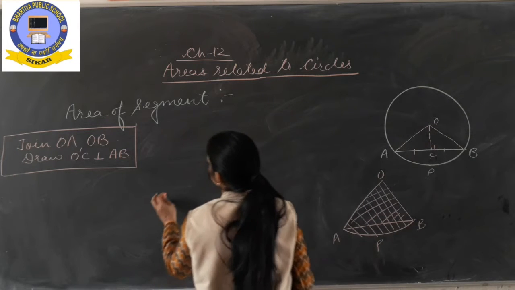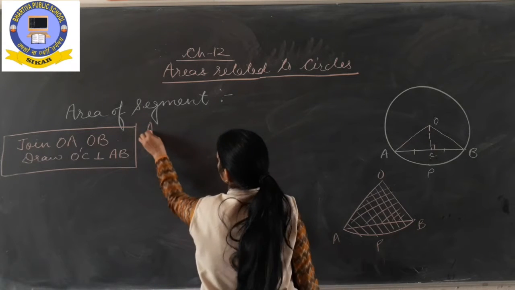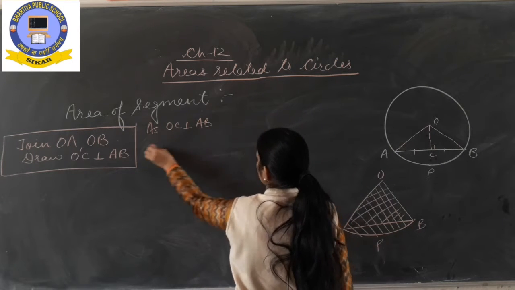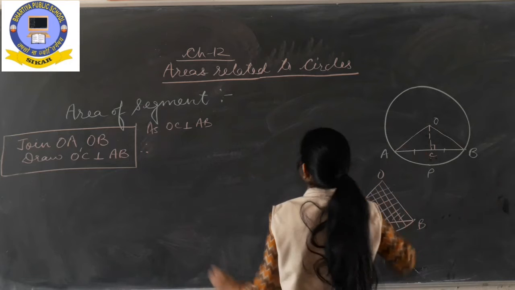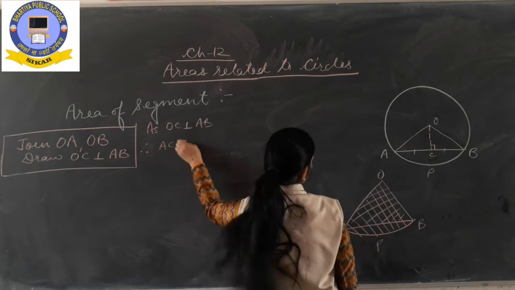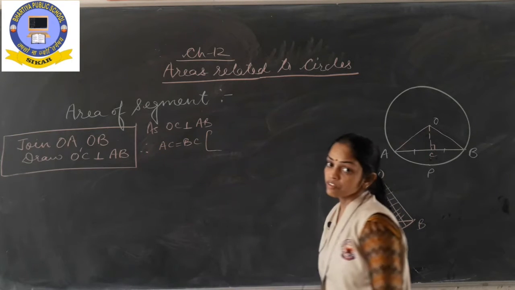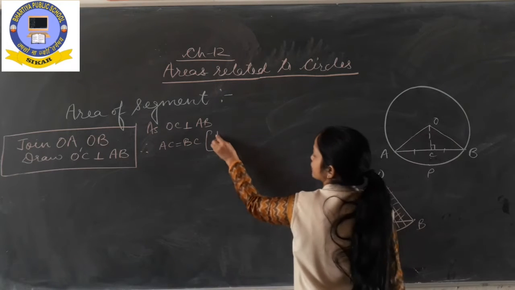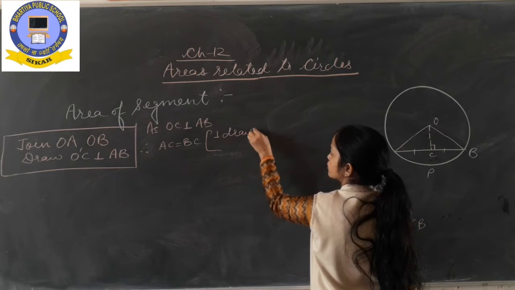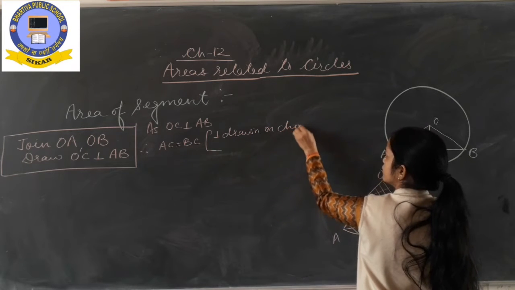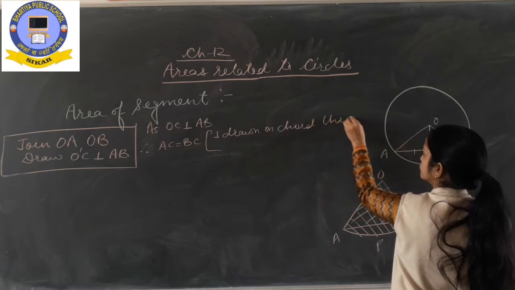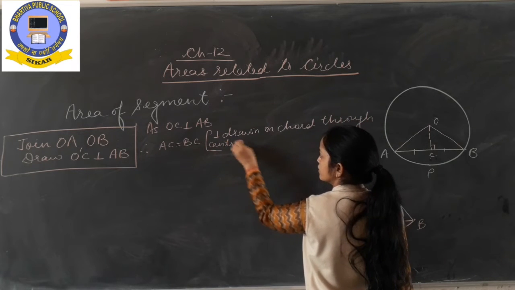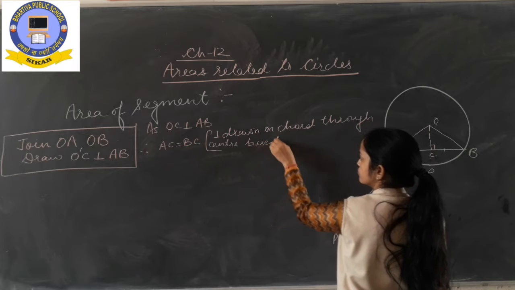So here we'll write: as OC is perpendicular on AB, therefore the chord will be bisected. It means AC equals BC. And you will have to give the reason also, because this theorem we studied in 9th class, that a perpendicular drawn on a chord through the center bisects the chord.